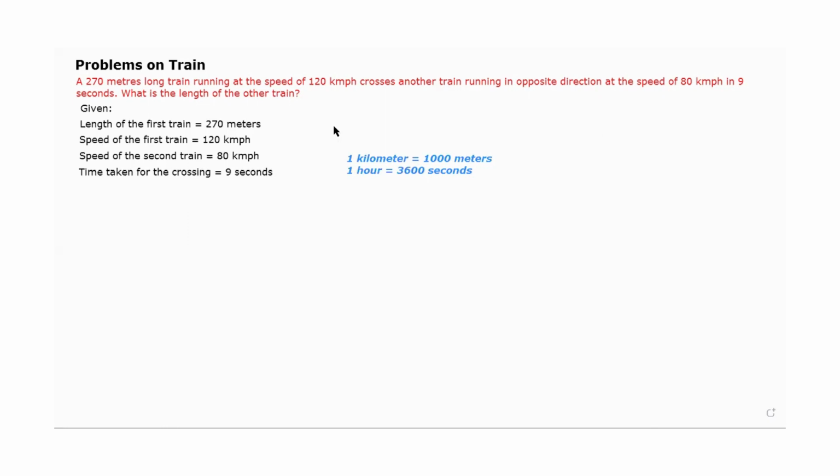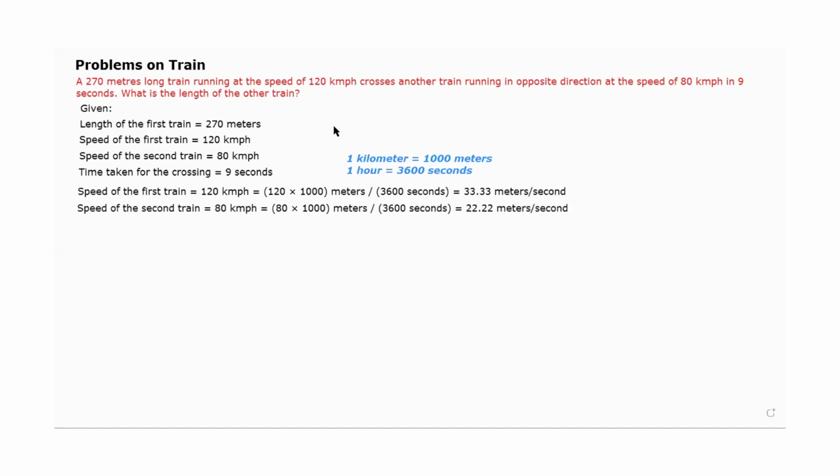Converting the speeds, speed of the first train equals 120 km/h equals 120 times 1000 meters over 3600 seconds, equals 33.33 meters per second, approximately. Speed of the second train equals 80 km/h equals 80 times 1000 meters over 3600 seconds, equals 22.22 meters per second, approximately. To calculate the relative speed between the two trains, we add their speeds since they are moving in opposite directions. Relative speed equals speed of the first train plus speed of the second train.